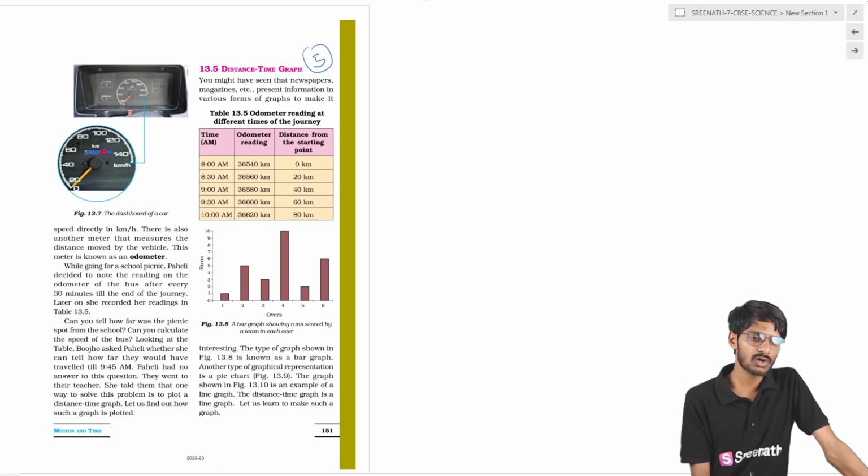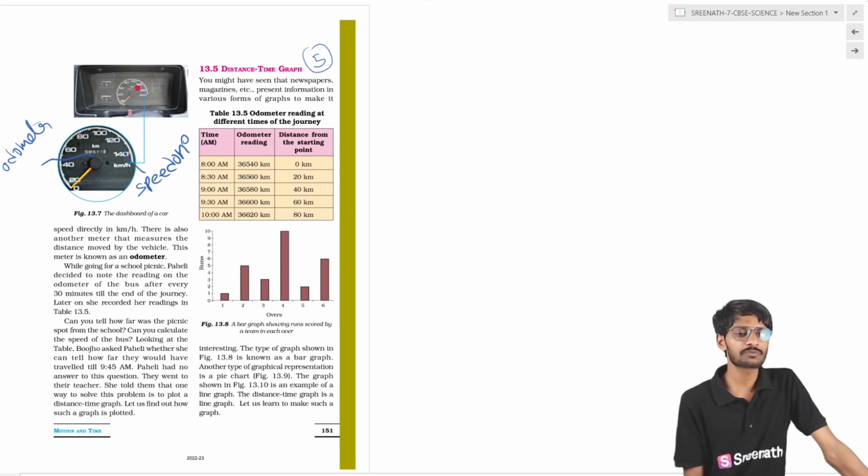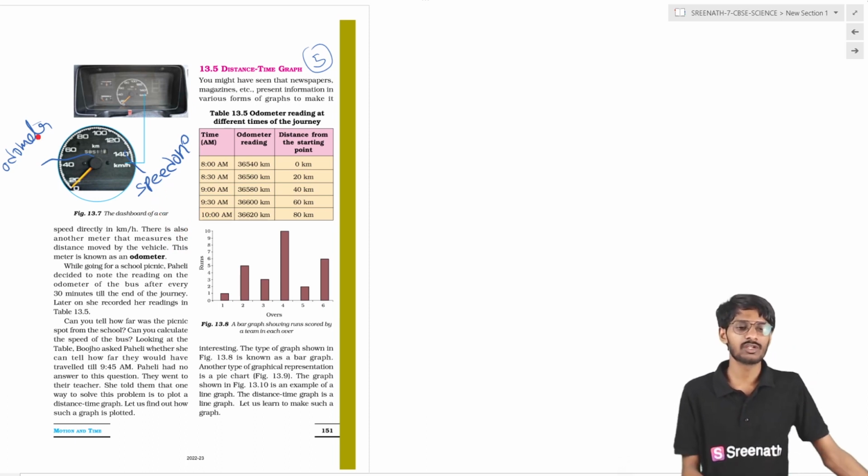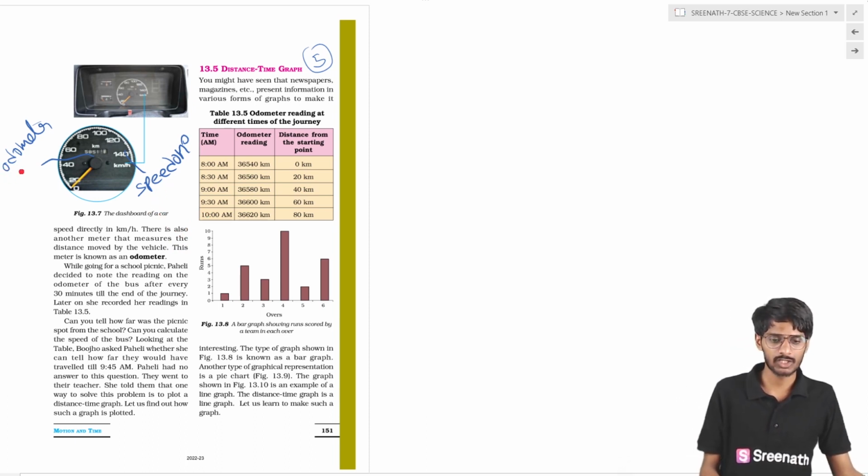Okay, so this is the speedometer, and this is the odometer, where kilometers are shown. By seeing the speedometer, you can say with how much speed you are moving. By seeing the odometer, we can know how much distance you have moved, students. That is the difference between speedometer and odometer. By using one, you can find the speed, and by using the other, you can find the distance traveled by you.